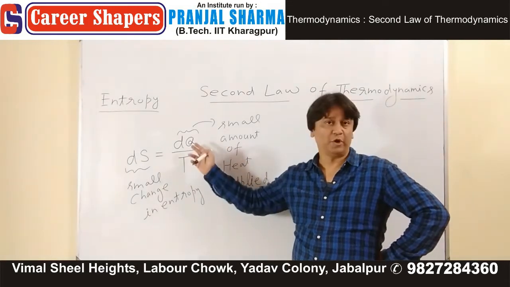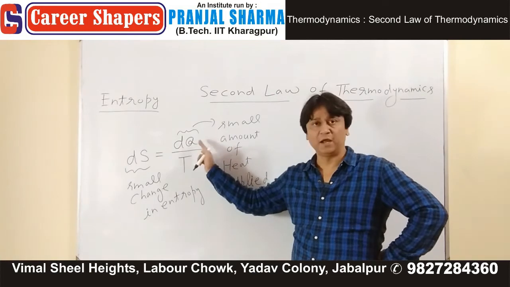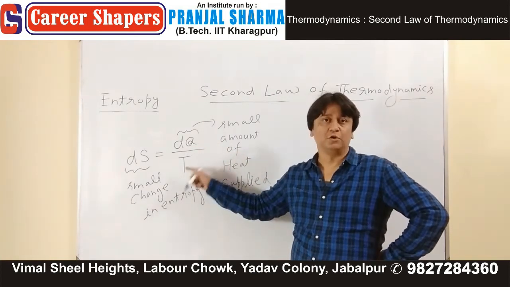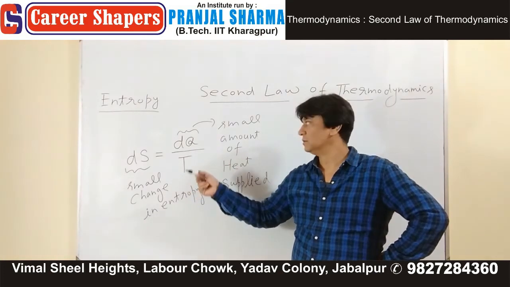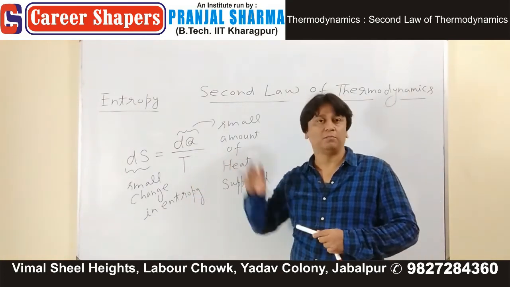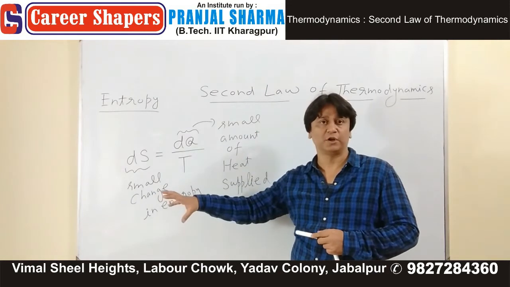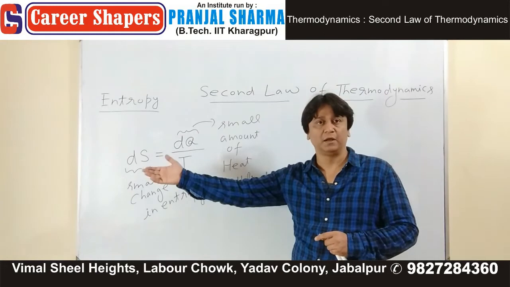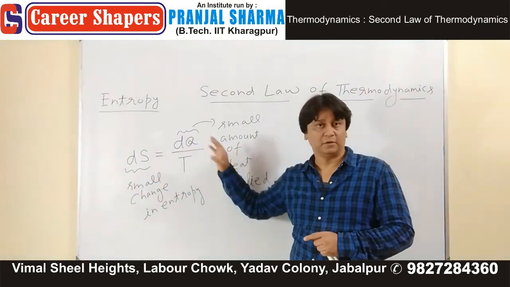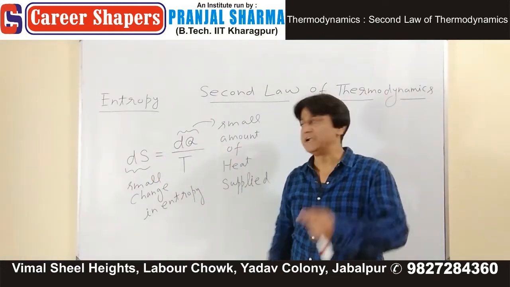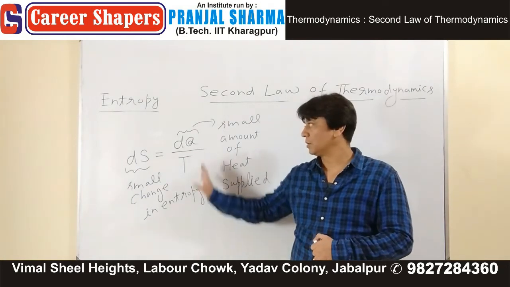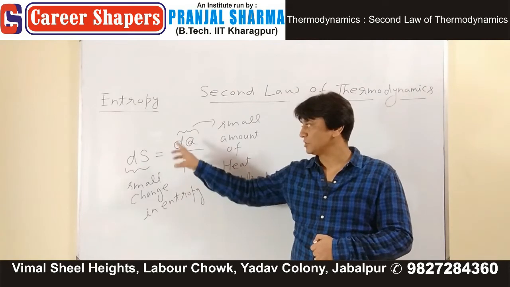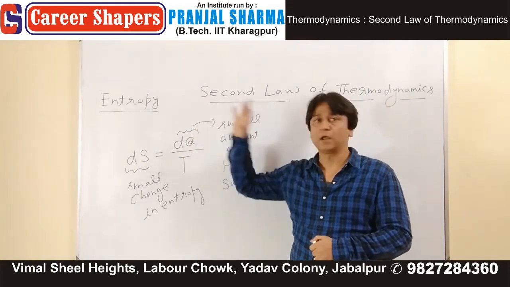Now, why do we use d? Because when you are supplying heat, it's quite possible that T will change. If I say I gave a system 100 joules of energy, but in that process the temperature is changing from 20 to 80, then how do you find this? That will be done with the help of integration. So dS equals dQ upon T is the mathematical version of entropy.